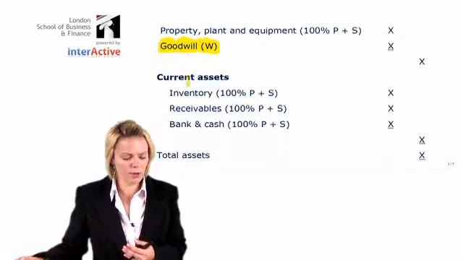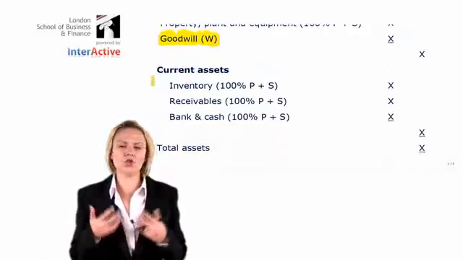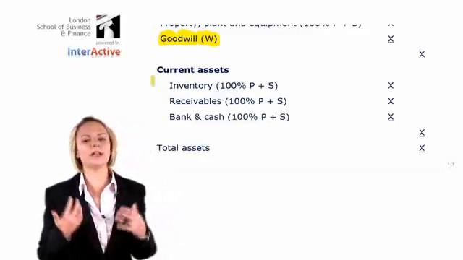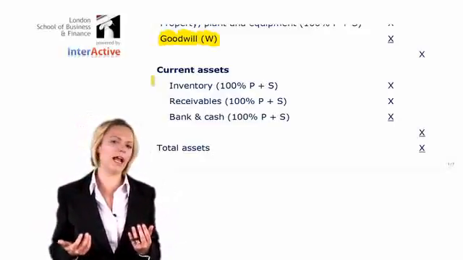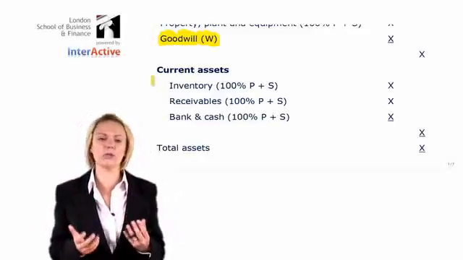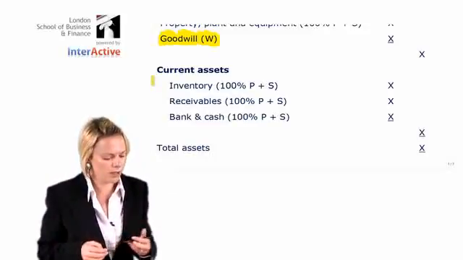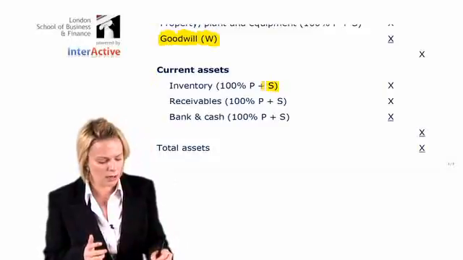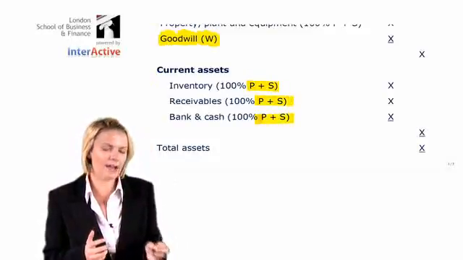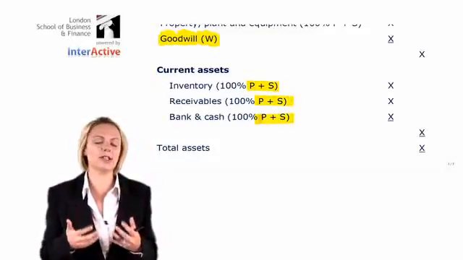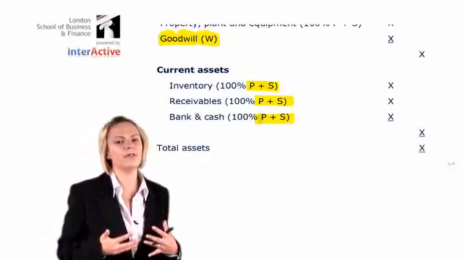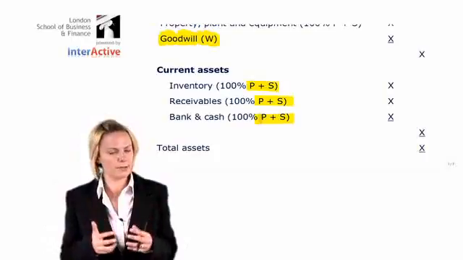Now, we then move into current assets: inventory, receivables, bank and cash. Well, again, the parent company controls the subsidiary's current assets. Remember, we can tell them what to do. So, inventory, receivables and bank, because they are assets, we take the parent's and add the subsidiary's assets to them. We control all of them. And again, you'll be given those figures in the question. You just add them together.